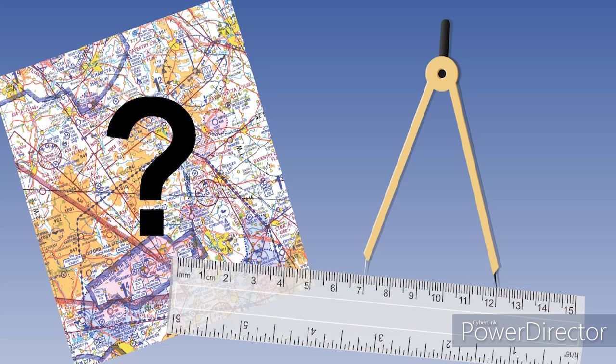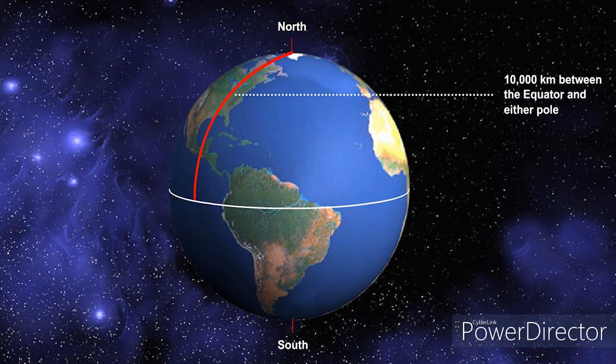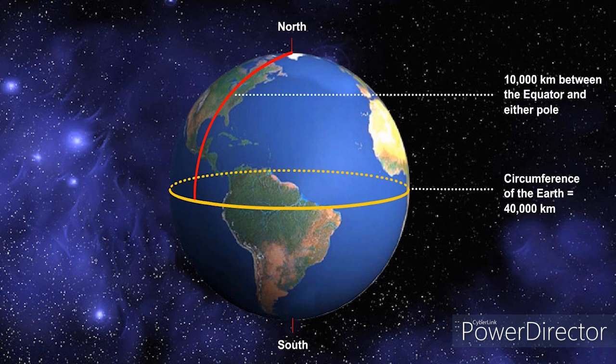For navigation, we are mainly interested in the kilometre, so we will start by looking at how we can define the kilometre. A kilometre is 1,000 metres, but the speed of light definition is not very useful for navigation purposes. So let's look at a more practical definition. A kilometre is 1/10,000th of the distance from the equator to the pole. In other words, the distance from the equator to a pole is 10,000 kilometres. The circumference of the Earth is therefore 40,000 kilometres.